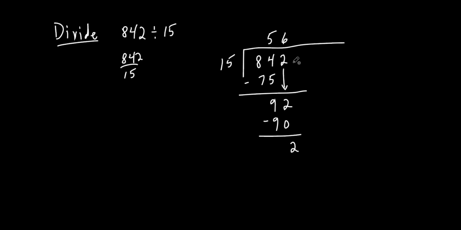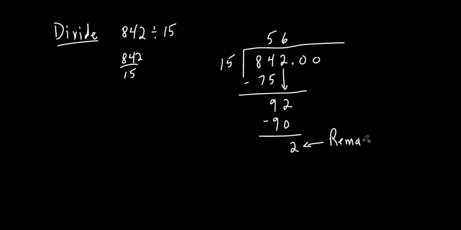Now, I could sit there and bring down zeros until I get a final decimal, until it starts repeating or until it stops. I could do that. But watch what I'm going to do. I'm going to leave it basically just like this. So what do I call that 2? 15 does not go into 2, does it? Okay, this is our remainder.